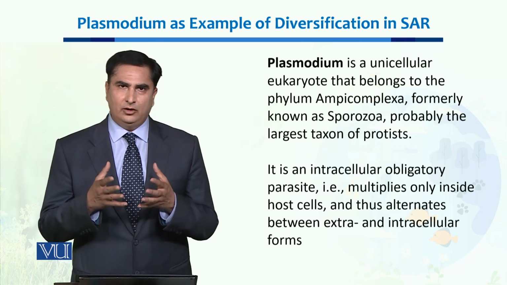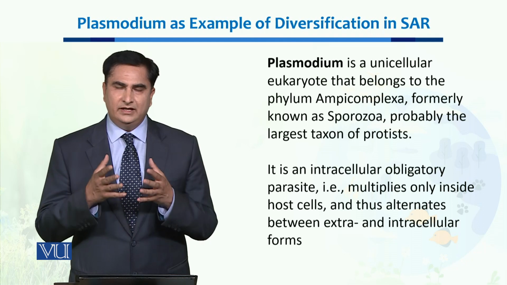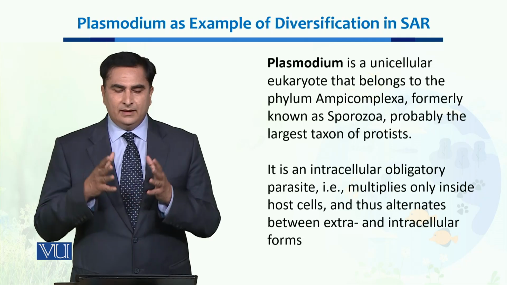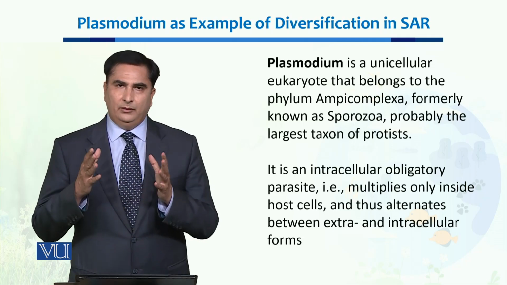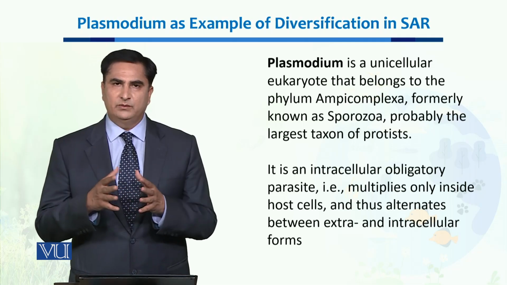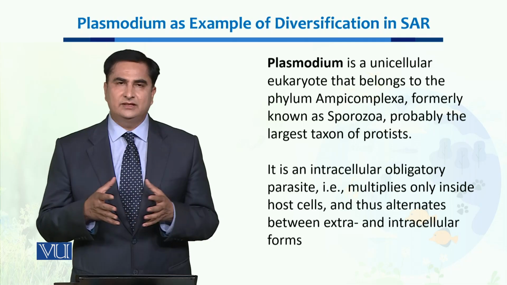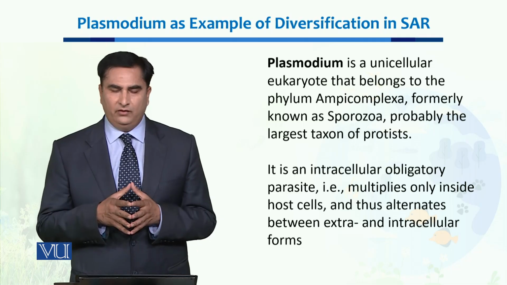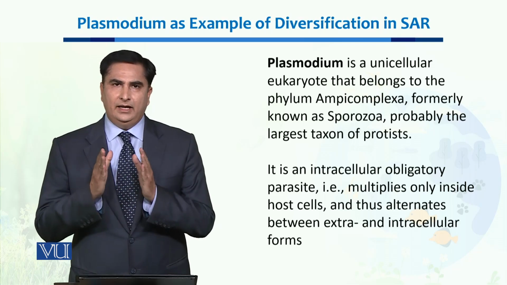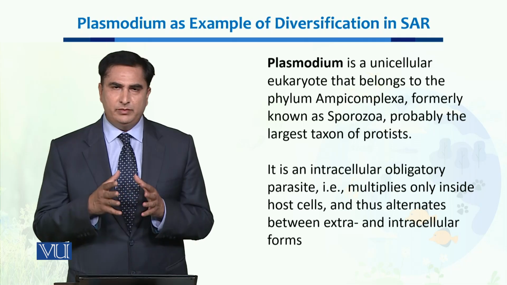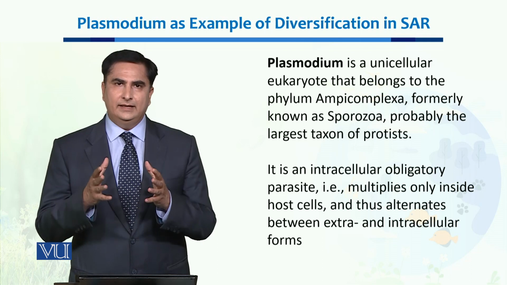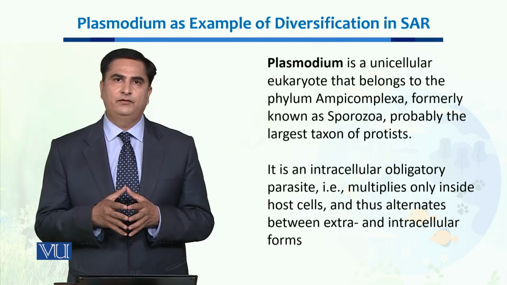It's a unicellular organism which is the cause of malaria in millions of people worldwide. Plasmodium belongs to phylum Apicomplexa, formerly phylum Sporozoa, and it is probably the largest taxon of the protist group. Plasmodium is an obligate intracellular parasite, which means that it can only reproduce inside the liver and red blood cells of humans.